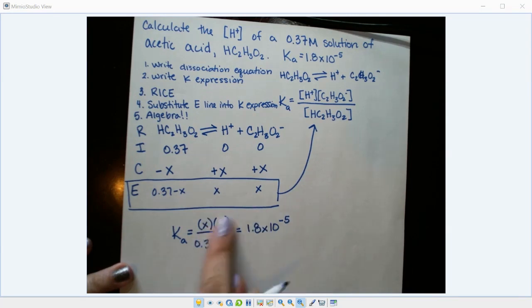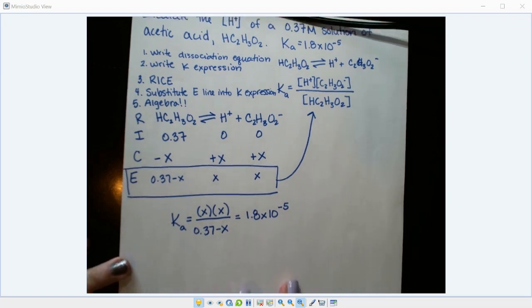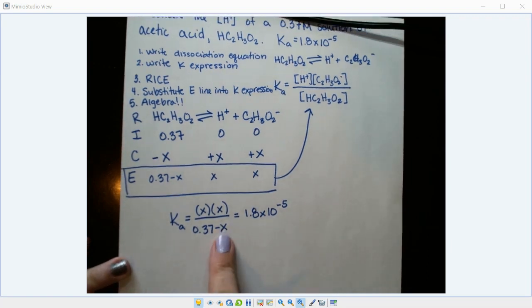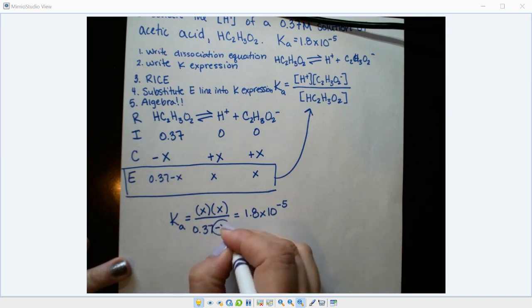So now I can do the algebra, but when you start to gather like terms together and try to get x by itself, you're going to find that you end up with a quadratic problem, and you would have to use the quadratic equation, because you're going to have an x squared term and then an x to the first power term. And so there's something that we can do here with regards to this x.